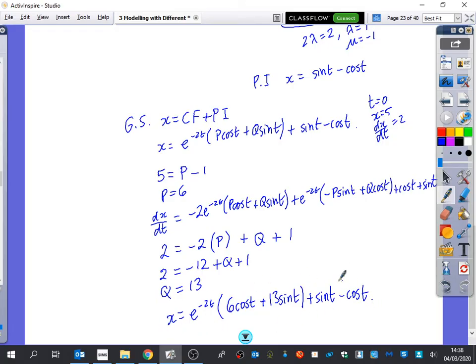Oh, the negative e tends to 0. Then we've just got a sin t cos t. So when t becomes big, this disappears, which means you're left with just sine t minus cos t. And we know that sine t minus cos t is a harmonic identity, which is just another sinusoidal curve with period 2 pi.